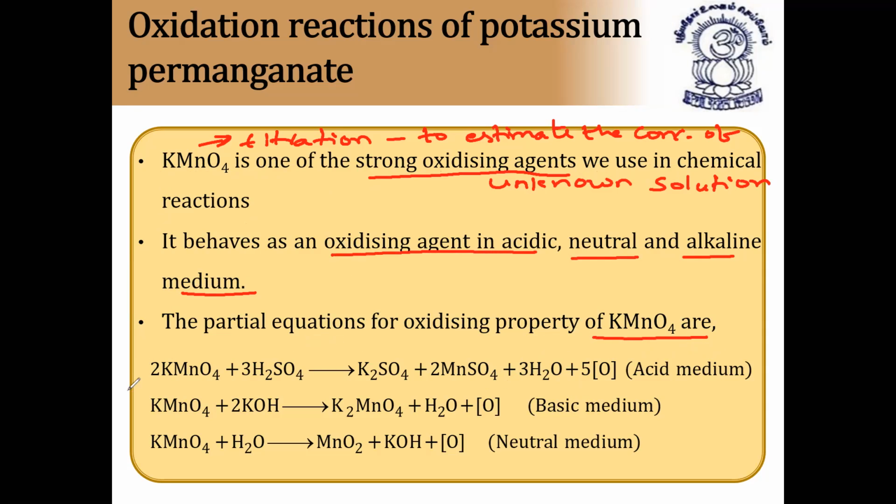Please note it down. Potassium permanganate in acidic medium forms potassium sulfate, manganese sulfate, and water along with nascent oxygen. And in basic medium, potassium permanganate combines with base. Here acidic medium is with acid and basic medium is with base. So potassium permanganate combines with base to form potassium manganate along with water and nascent oxygen. In neutral medium, potassium permanganate combines with water and forms manganese dioxide, potassium hydroxide, and oxygen.